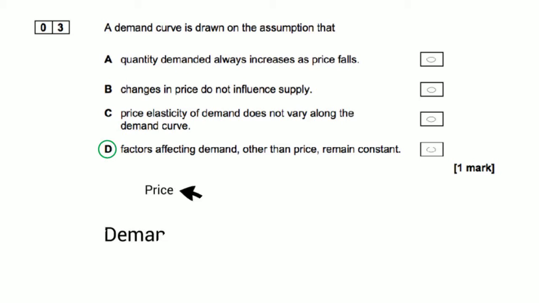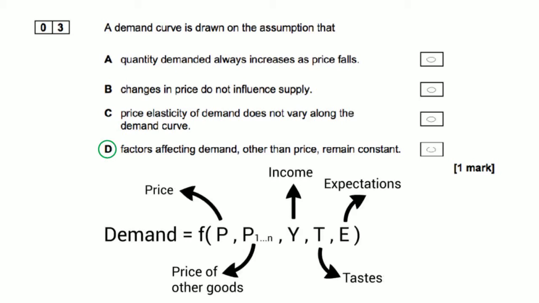If we bring up the function of demand, we can see that demand is a function of price, the price of other goods, income, taste, and expectations. Price is the only one of these variables to result in a movement up or down the demand curve. A change in any of the other factors will result in a shift.